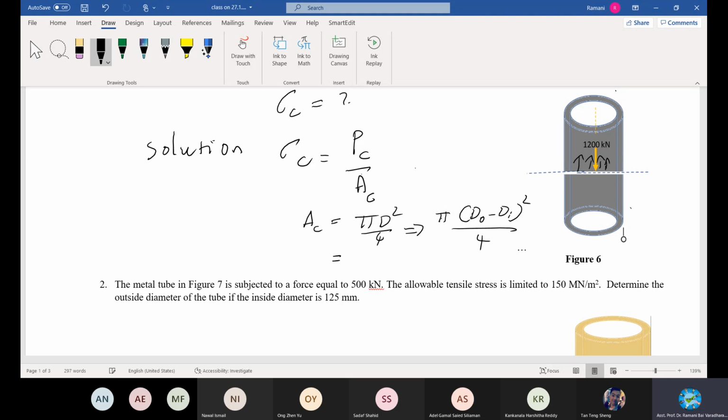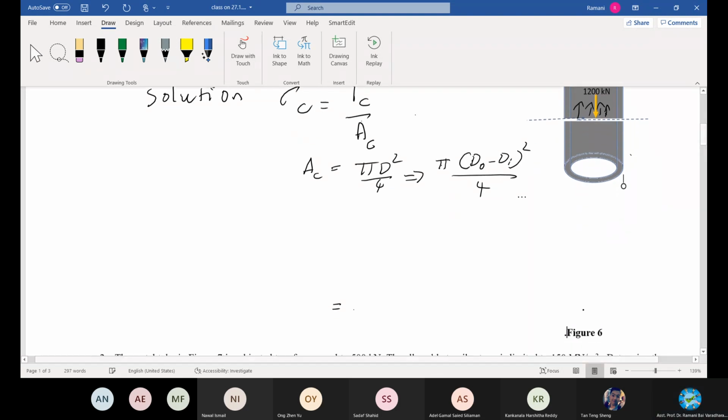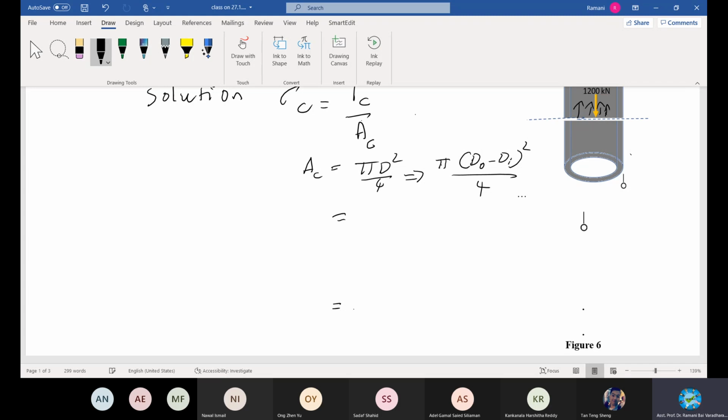What will be the answer? Can you tell me the answer, please? Everybody please work out. What is the value of the area here? Pi, what is the diameter? The bigger diameter is 350, right? Change to 450. Change to meter. It will be 4.45 minus 0.35 square divided by 4. Please give me the answer.